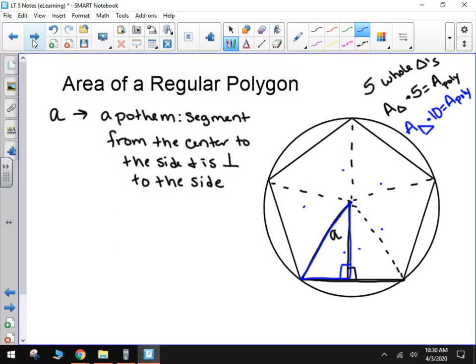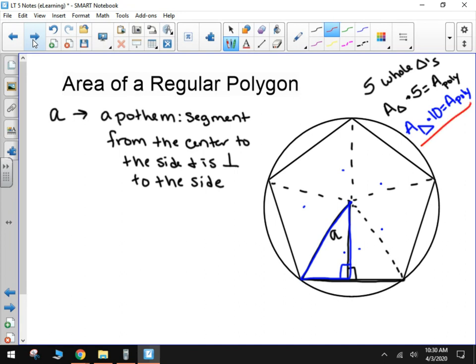Okay, and again, the reason I'm looking at halves is because it's a right triangle, and I have tools in my toolbox to find side lengths of right triangles. Things like SOHCAHTOA and Pythagorean theorem, and even special right triangles. Okay, so this is our game plan, right? This right here is how I find the area of the polygon.